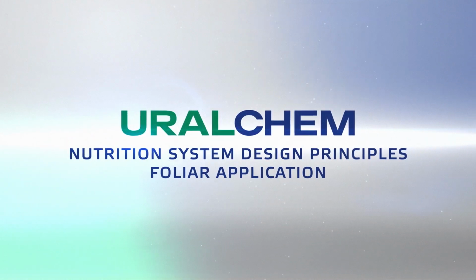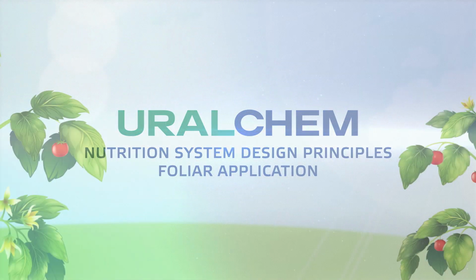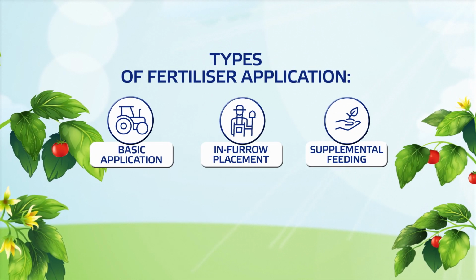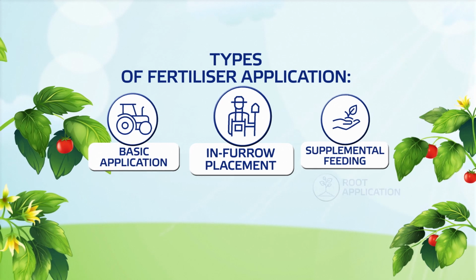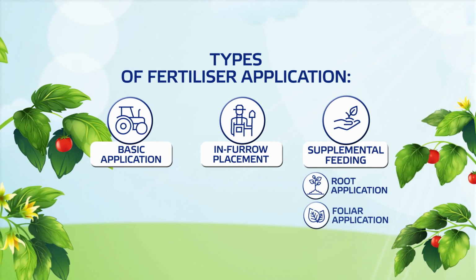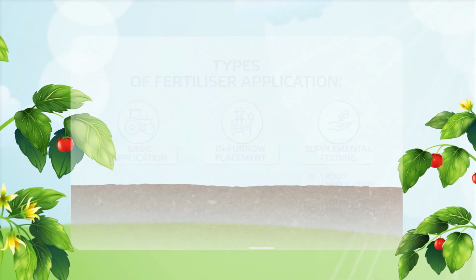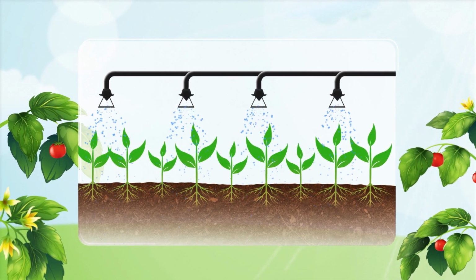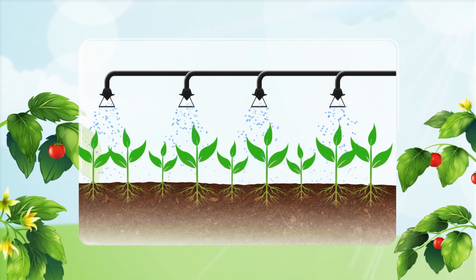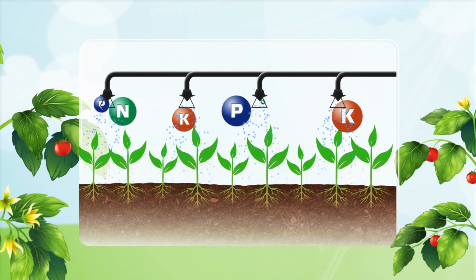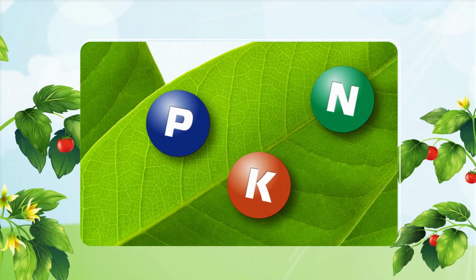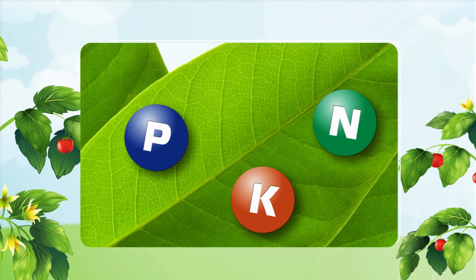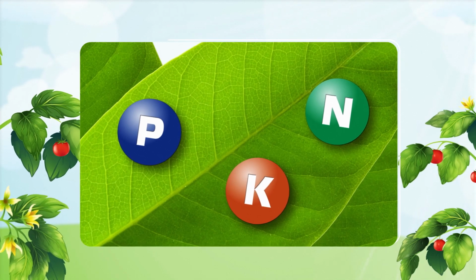Nutrition System Design Principles. Foliar application. There are several types of fertilizer application: basic application, in-furrow placement, and supplemental feeding to roots or leaves. Foliar feeding or application efficiently enhances basic root nutrition of plants. In foliar feeding, fertilizer is applied directly to vegetating plants. Nutrients stick to the leaves and are rapidly absorbed to become immediately involved in metabolic processes.